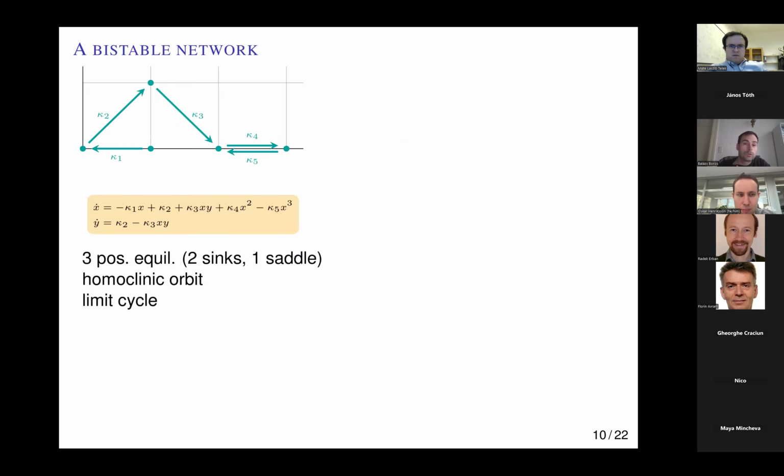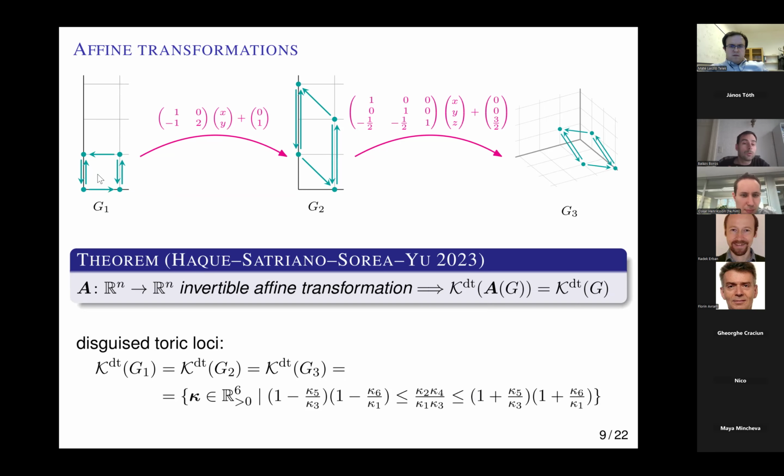Okay, this is something good to keep in mind. This also explains immediately why the disguised toric locus of this network here, the partly reversible square, cannot be the whole parameter space, even though we know global stability of the unique positive equilibrium.